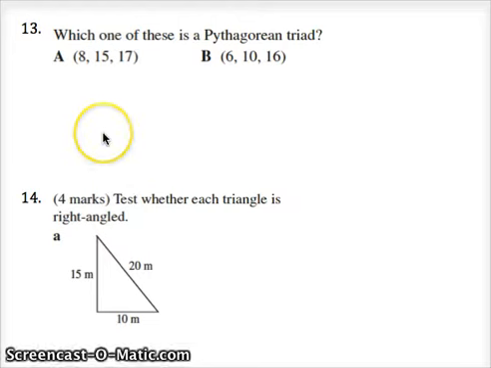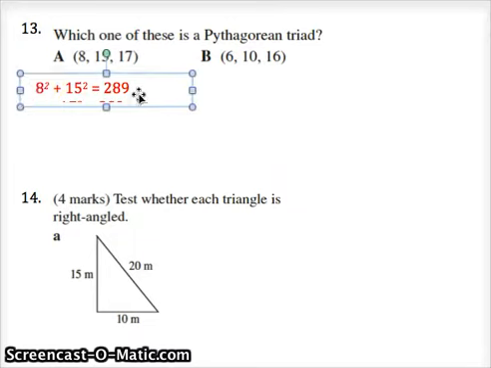Now for question 13, it says, which one of these is a Pythagorean triad? Is it the numbers 8, 15 and 17, or is it the numbers 6, 10 and 16? A Pythagorean triad is a set of 3 numbers where the longest side squared is equal to the two shorter sides squared. If we look at the numbers 8, 15 and 17, then 8 and 15 are the lengths of the two shorter sides, and 17 would be the longer side. So what we need to do is square the two shorter sides, add them together and see what we get.